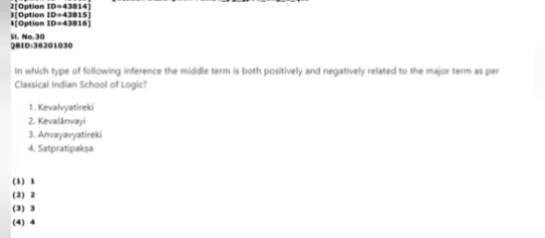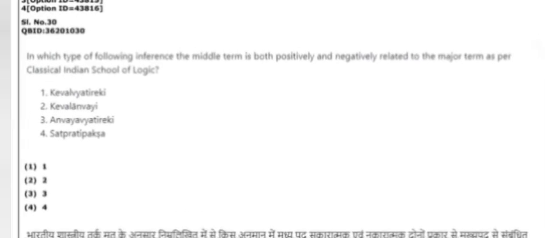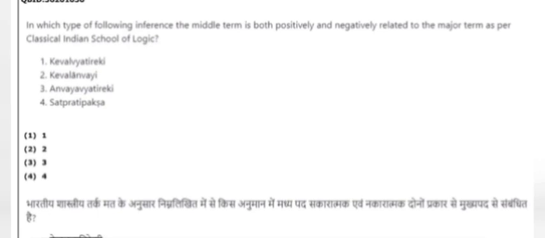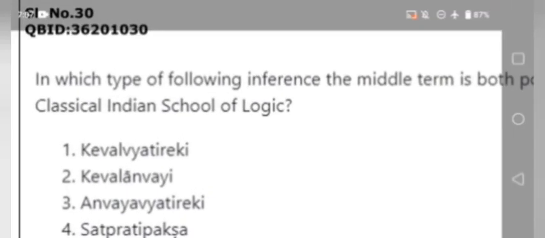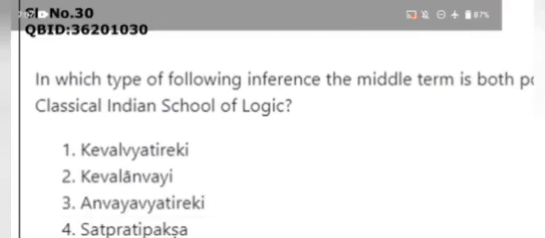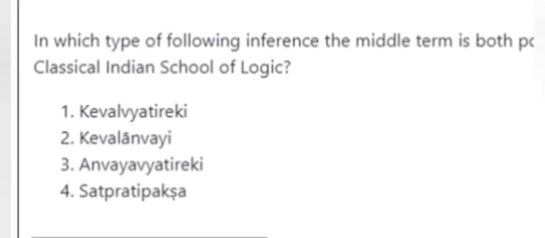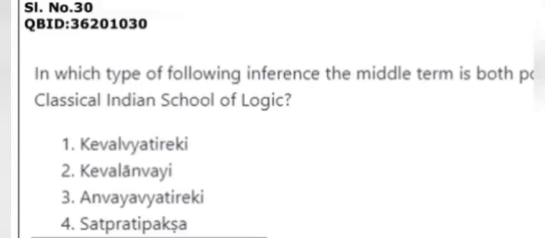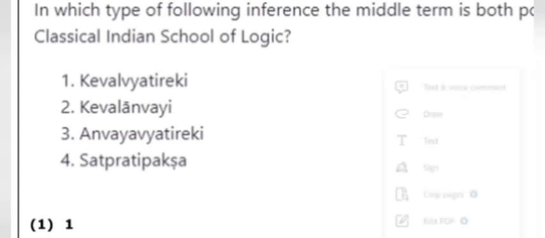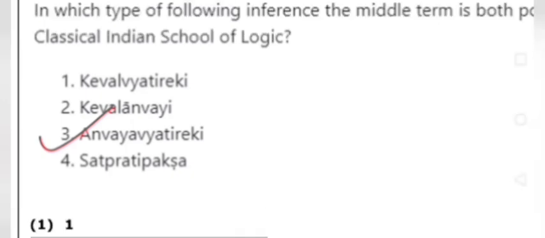Number 30 says, in which type of following inference is the middle term both positively and negatively related to the major term as per the classical Indian school of logic? Kevalanvayi, kevalavyatireki, anvayavyatireki, sorry for the pronunciation, satpratipaksha. So number 30, anvayavyatireki, this is the correct answer, number 3.